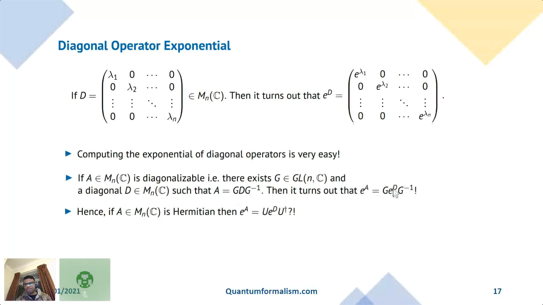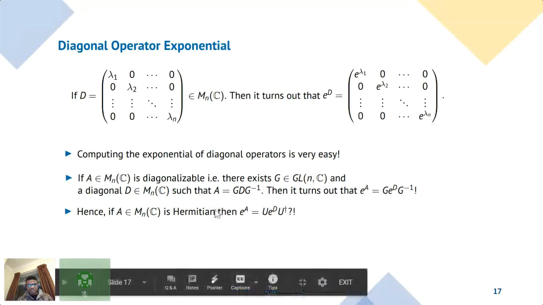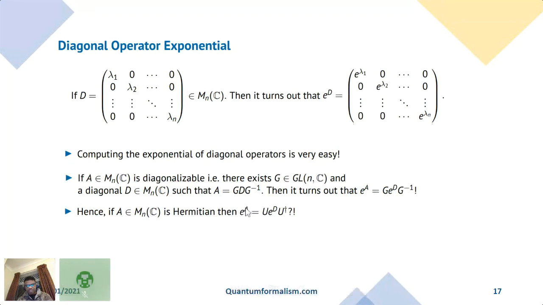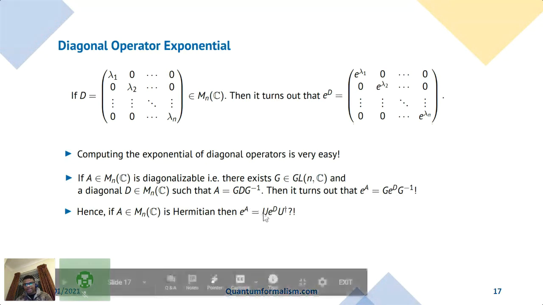So you take the exponential of D, we know D is diagonal, and when you do the diagonalization of A, we know how to find G. Therefore, you can immediately compute the exponentiation of A. So we know that Hermitian operators are diagonalizable, right? Doesn't that mean that if A is Hermitian, then the exponential of A can also be written like this? This is a question. You don't have to answer it now because you have to think about it.